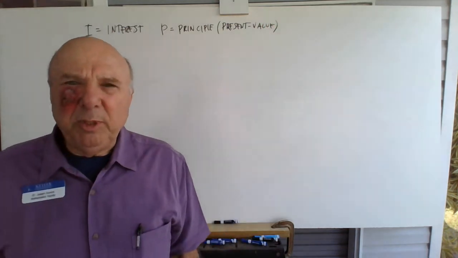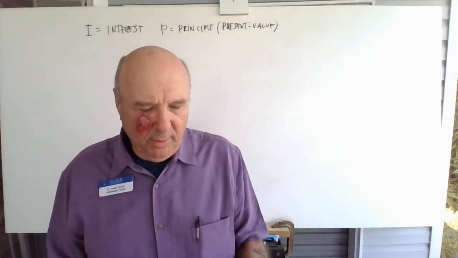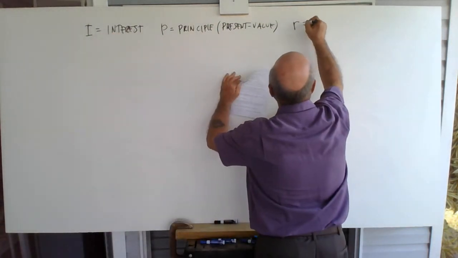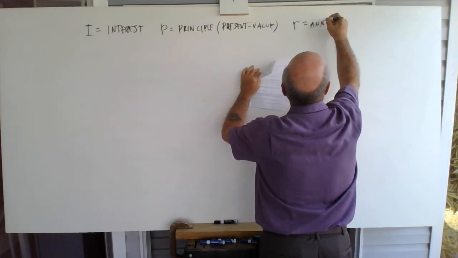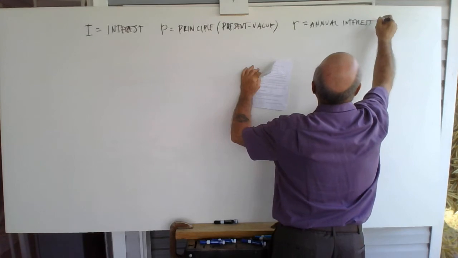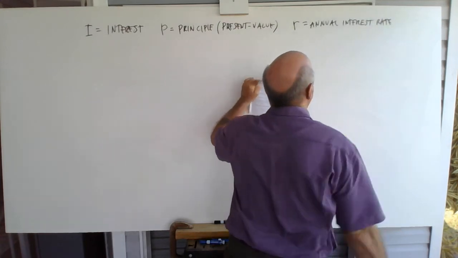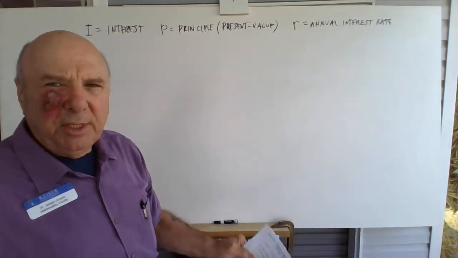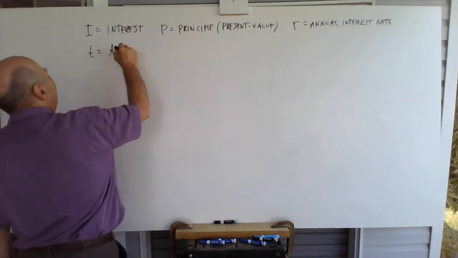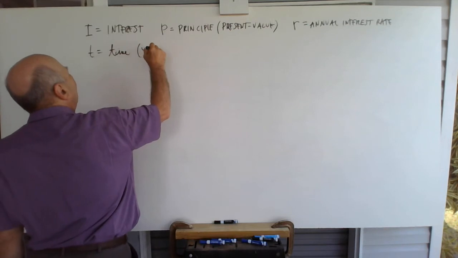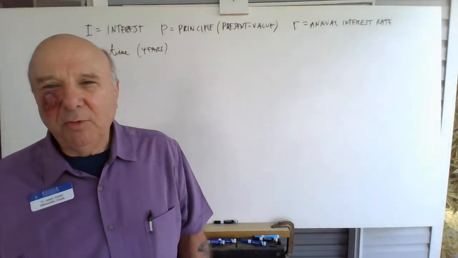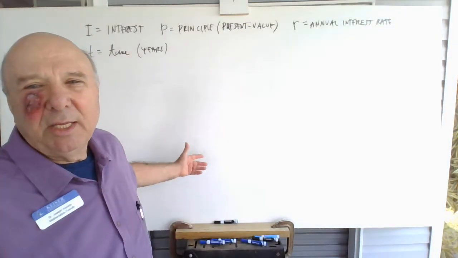Or P could be present value. It's what you start with right now. R is the annual interest rate. And T is the time. T is always and forever, always, always, always measured in years.